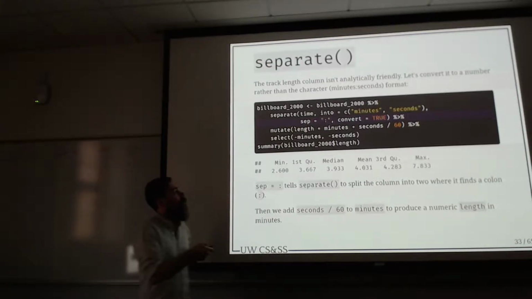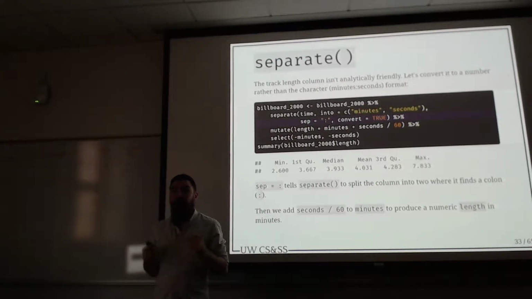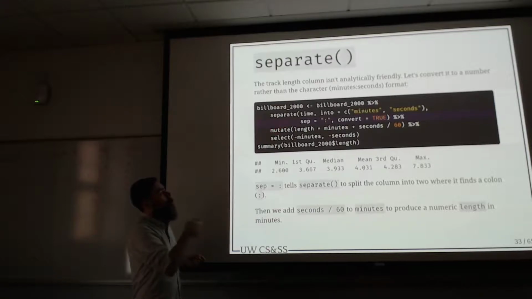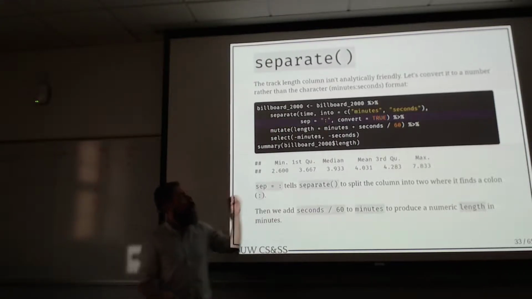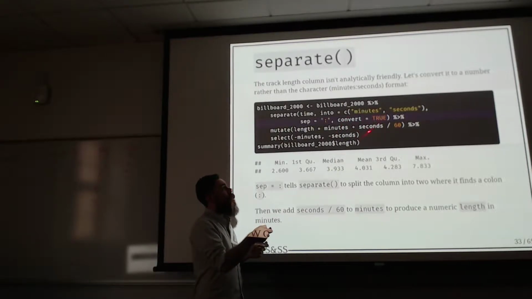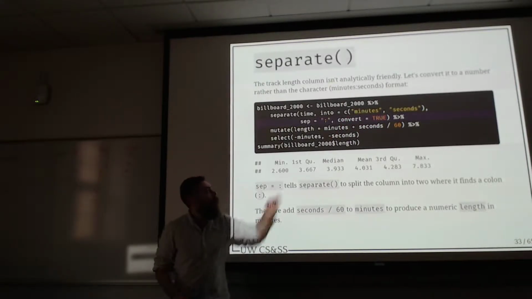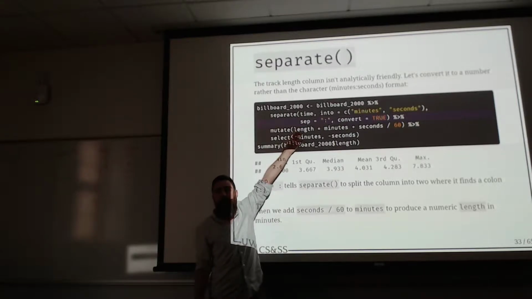Okay? Convert equals true tells it to convert those into numbers. Don't leave them as character data, convert them over to numbers. Then we're going to mutate and create a new variable called length. The length is going to be equal to minutes plus the number of seconds divided by 60. So what is length going to be in units of?